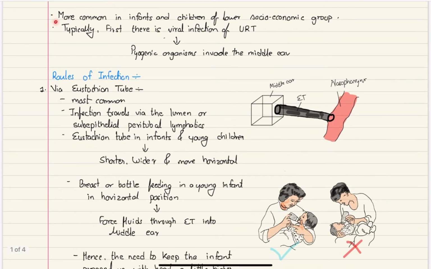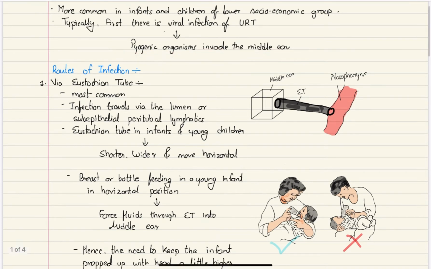This disease is more common in infants and children of lower socioeconomic group. Typically, the disease begins as a viral infection of the upper respiratory tract, from where the pyogenic organisms invade the middle ear. Let's talk about the route of infection. The most common route is via the eustachian tube.